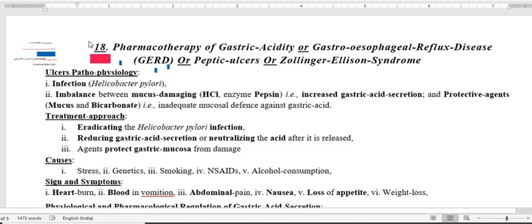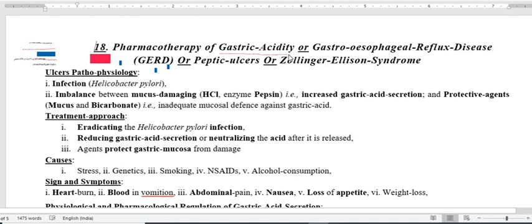So let us start another theory class, number 18, and in this class we are going to discuss systemic pharmacology. Under systemic pharmacology, first I am going to discuss digestive system pharmacology, and in this digestive system pharmacology I am going to start with the drugs used for the therapy of gastric acidity.